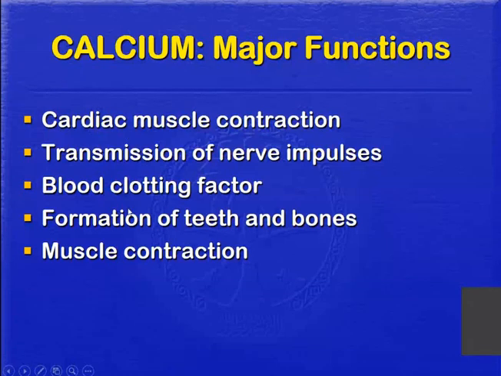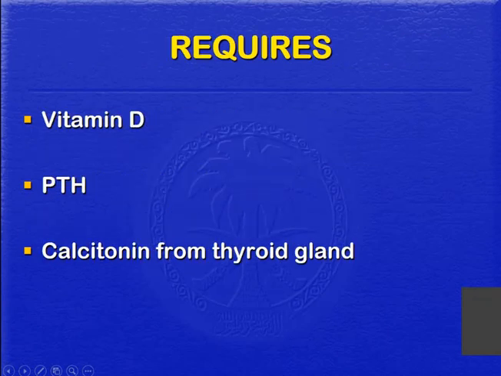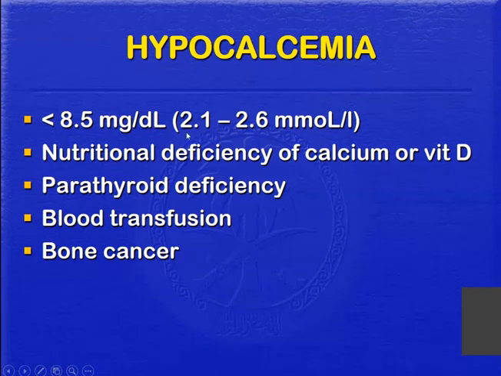Calcium helps in blood clotting factor, formation of teeth and bone, and also helps in muscle contraction. It requires vitamin D, parathyroid hormone, and calcitonin. Hypocalcemia, with serum calcium less than 2.1 or ionized calcium less than 1.2, could be related to nutritional deficiency, which is very common in children, especially in cold weather, when not exposed to sun, or during the past curfew when there was no exposure to the sun. Other causes are parathyroid deficiency, blood transfusion, and bone cancer, when the bone is being eaten and the calcium too.